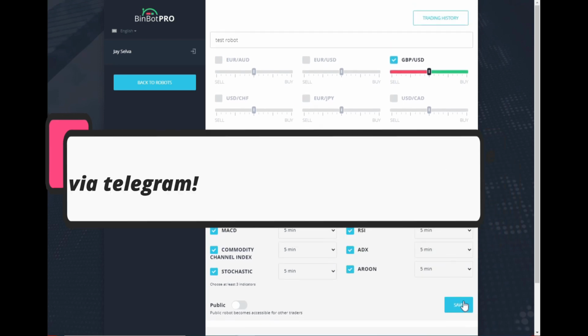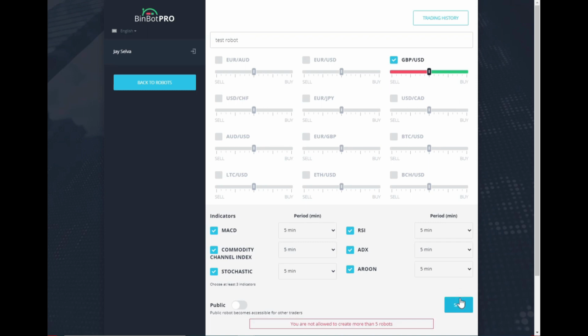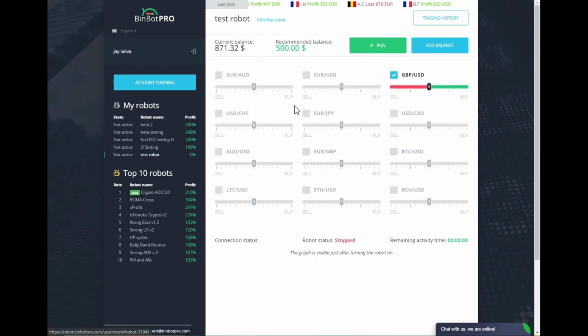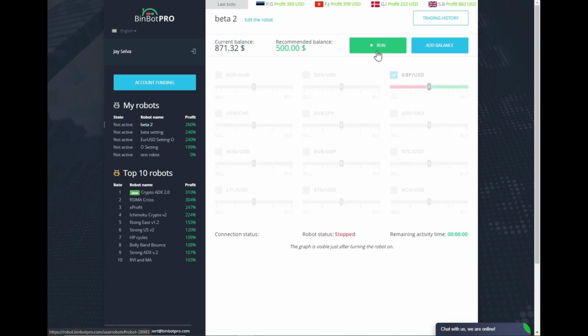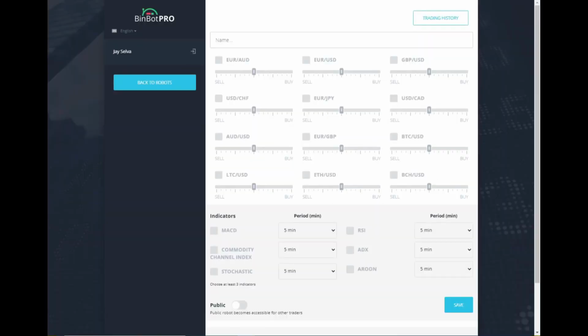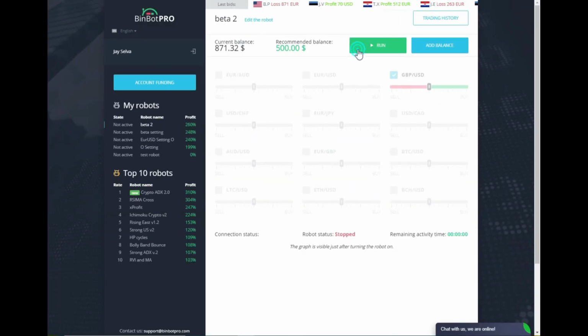Okay, and then all you have to do is click save, and you will see your new robot settings over here on your left. So whenever the alert pops up and it's at the 50th second on the timer, we just select the robot and click run. Alright, so that's basically how we do it.